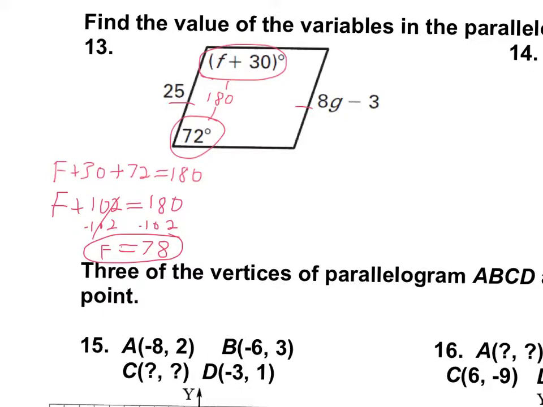We can also use the other rule we talked about, that opposite sides of parallelograms are congruent. So 25 is going to equal 8g minus 3.